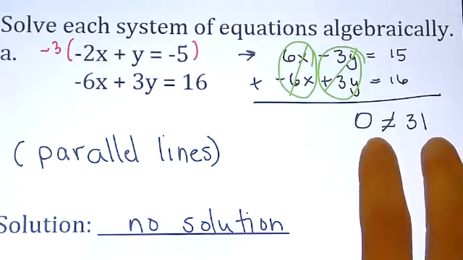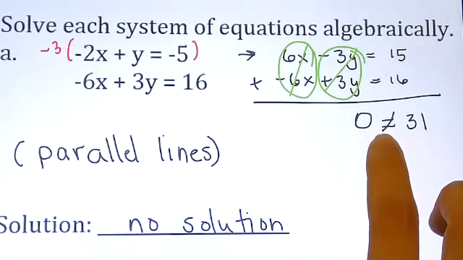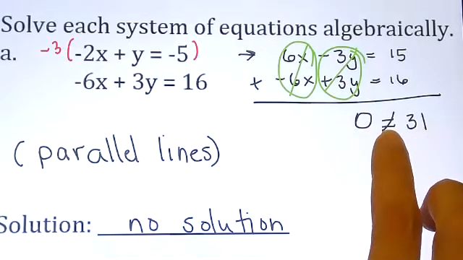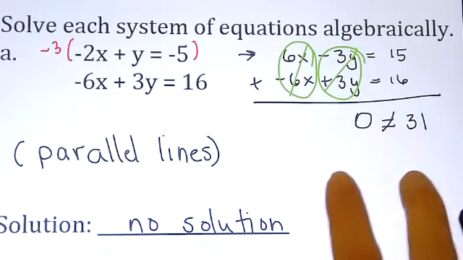But this is how you can tell. You end up with two numbers, the variables eliminate, the two numbers that are left are not equal. So if you have two numbers that are left and they're not equal, there is no solution, because the lines are going to be parallel.